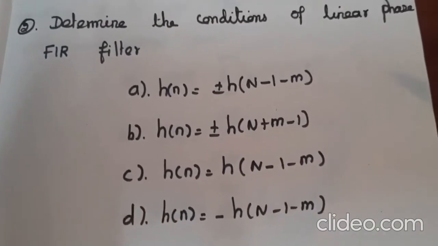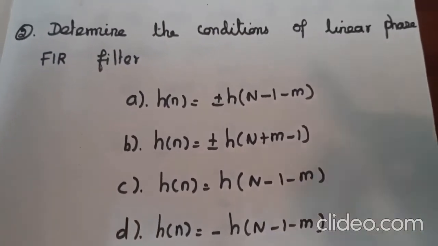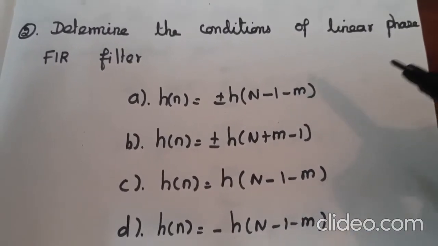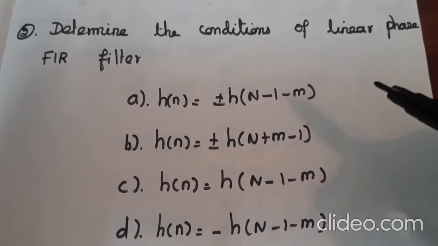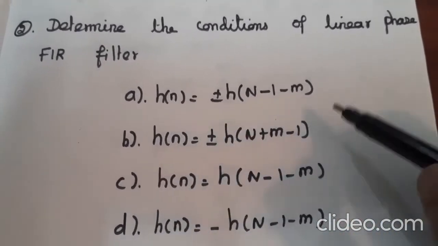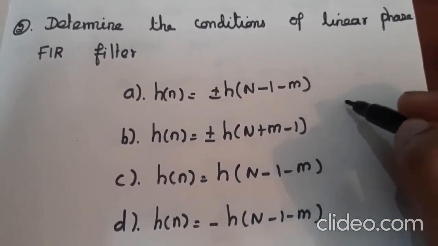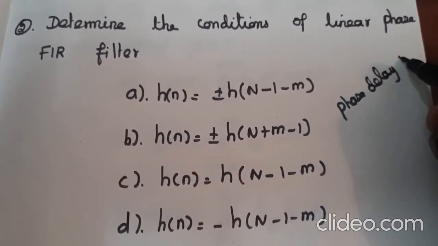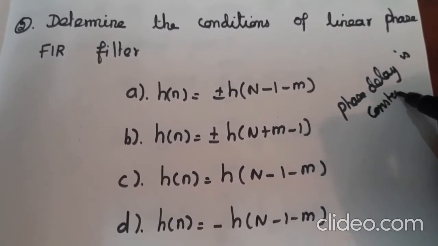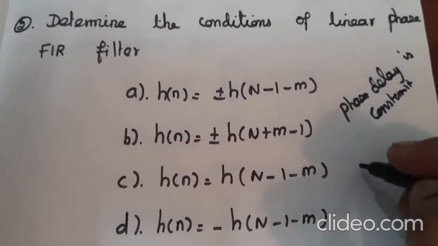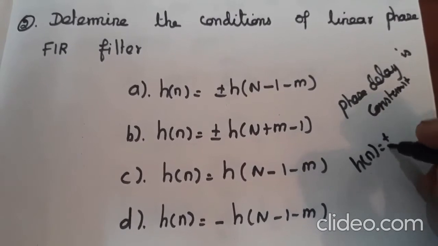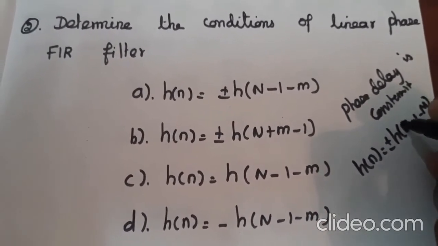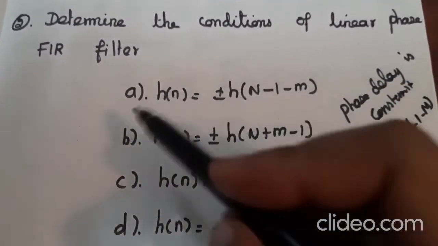Second question, determine the condition of a linear phase FIR filter. For a linear phase FIR filter, there are two conditions. One is that phase delay and group delay are constant. The second one is h of n equal to plus or minus h of m minus 1 minus n. So here the answer is A.